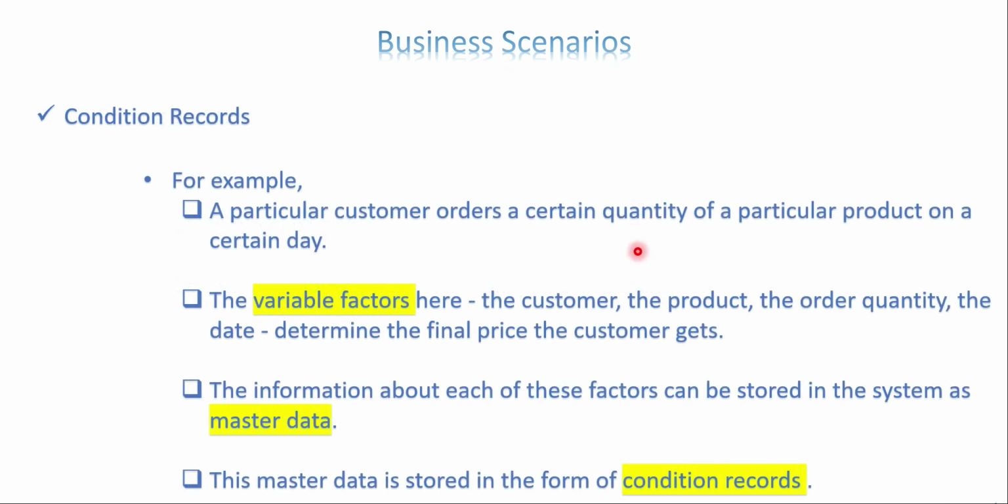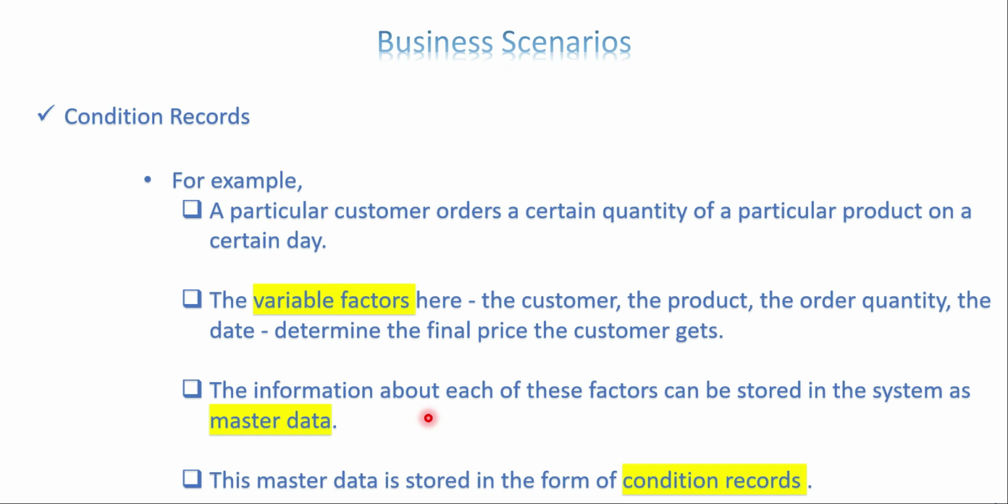So a few examples. A particular customer orders a certain quantity of a particular product on a certain day. There are some discounts happening in a particular date range, then some conditions are going to apply. These are examples of conditions, right? So it depends on the customer, the product, the quantity, or the date that determines the final price the customer gets. And the information about each of these factors can be stored in the system as master data. This comes under master data.